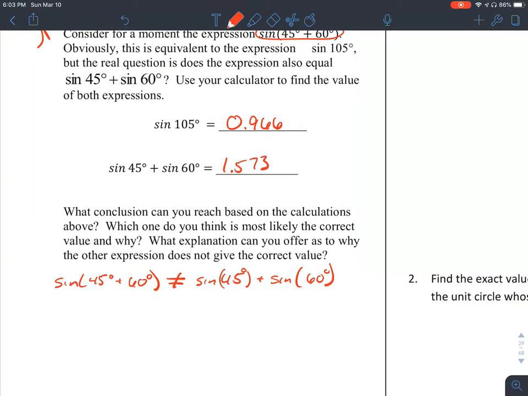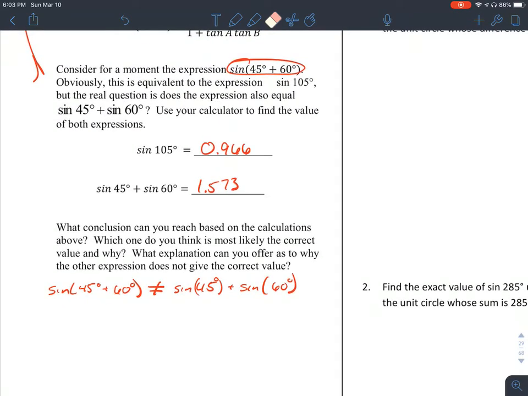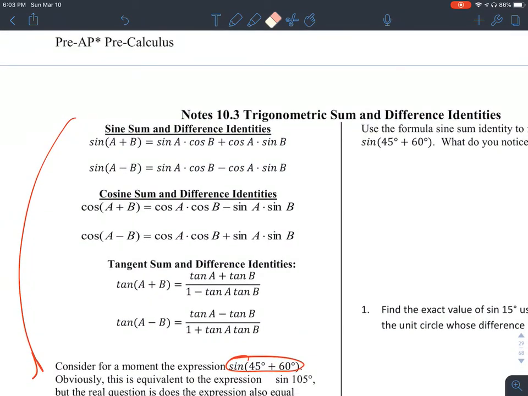The mistake people make is they try to say, well, this is sine times this, so we distribute it. But it's not sine times it. Sine is its own function, so it's not being multiplied. This is not the distributive property. And that leads us to these sum and difference identities.